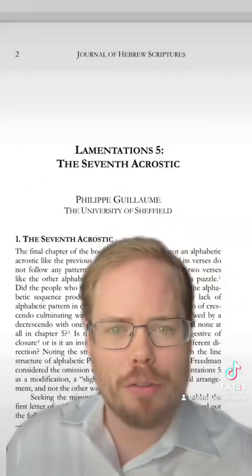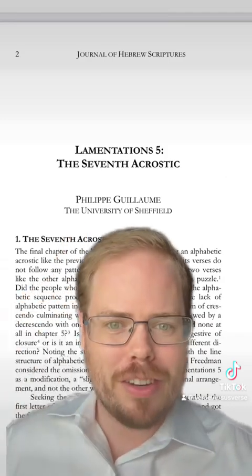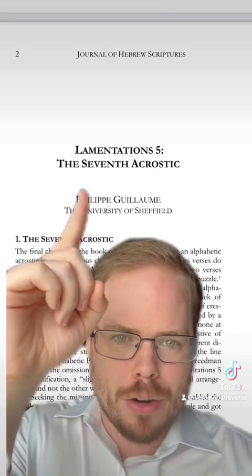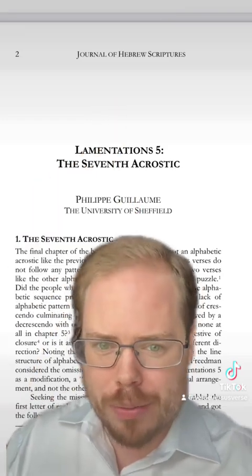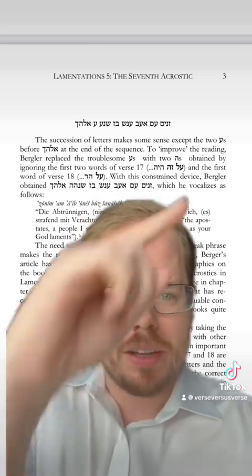This is where our good friend Phillips G comes in. Phillips G wrote this paper, Lamentations, the 7 acrostic, in the Journal of Hebrew Scriptures. We're going to walk through some of his findings. So the first thing that Phillips G points out is there have been others who've tried to put together an acrostic for chapter 5. The first being Siegfried Bergler.